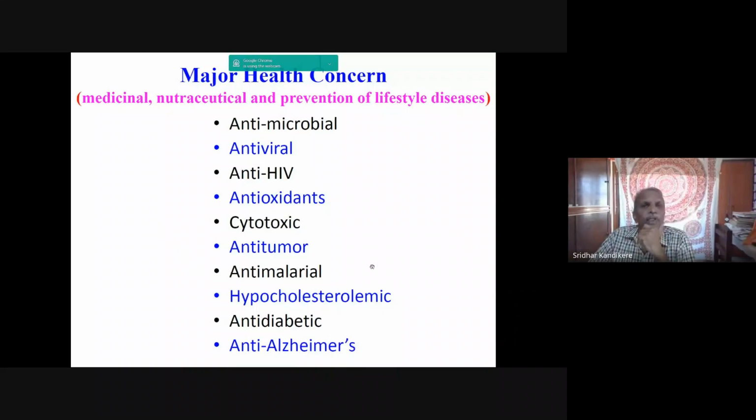Let us pass on to the second phase of this talk, that is major health concern. I am going to complete it within 10 minutes. So it has medicinal and nutritionally beneficial properties, and also prevention of lifestyle diseases. For example, many of them have antimicrobial properties, anti-HIV properties, cytotoxic properties, anti-tumor properties, anti-diabetic properties, anti-Alzheimer's properties. These are all proved properties of several mushrooms, wild mushrooms as well as cultivated mushrooms.